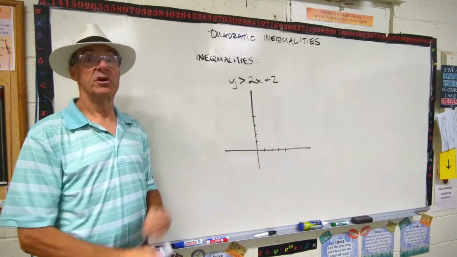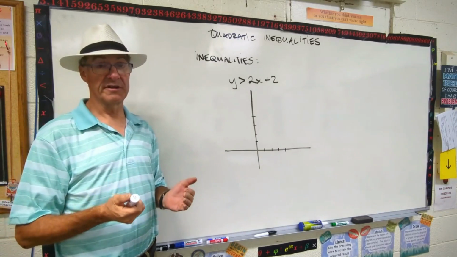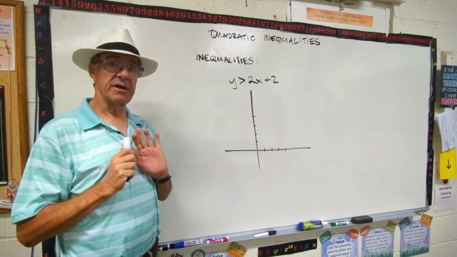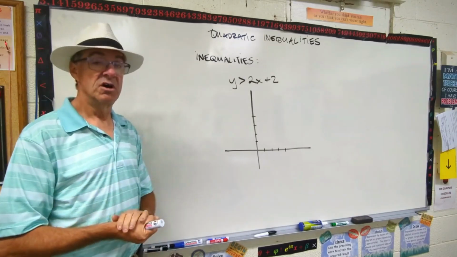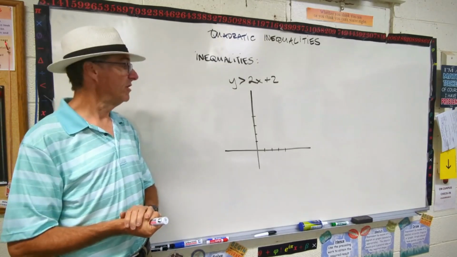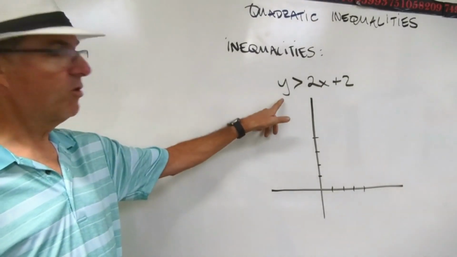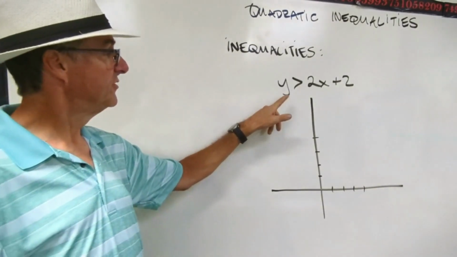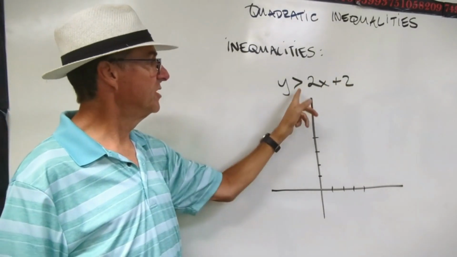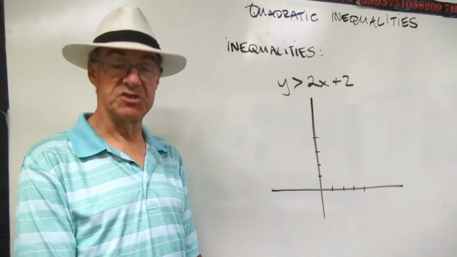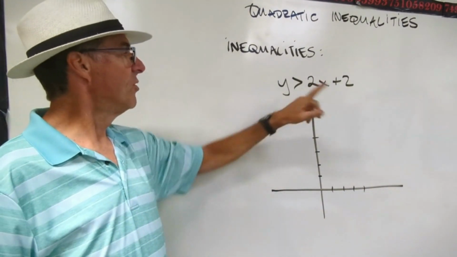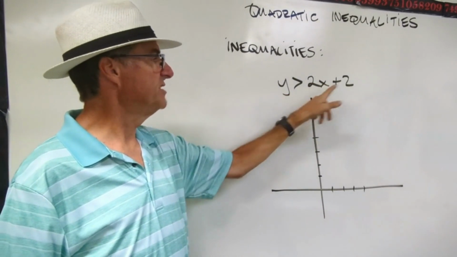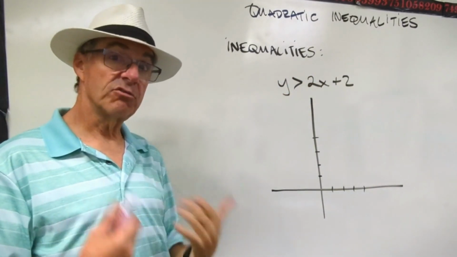Today's lesson covers quadratic inequalities. I wanted to start by reviewing a basic inequality just to set the groundwork for when we talk about quadratic inequalities. So here is an inequality for a linear equation. Instead of y equals 2x plus 2, it's y is greater than 2x plus 2. That just means that for all the values of x, y has to be bigger than twice x plus 2.